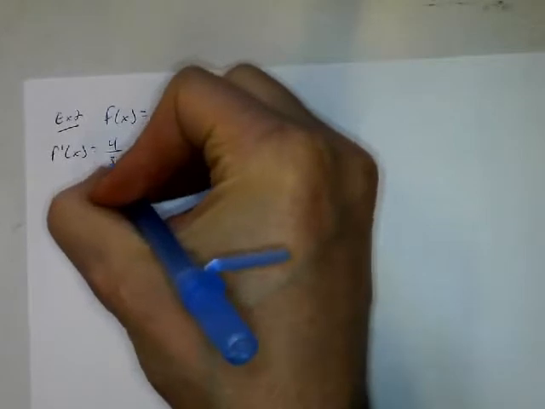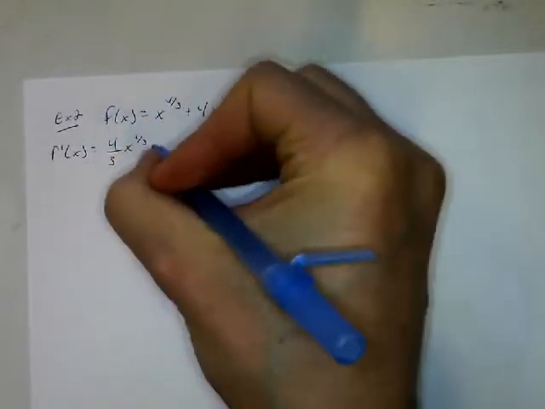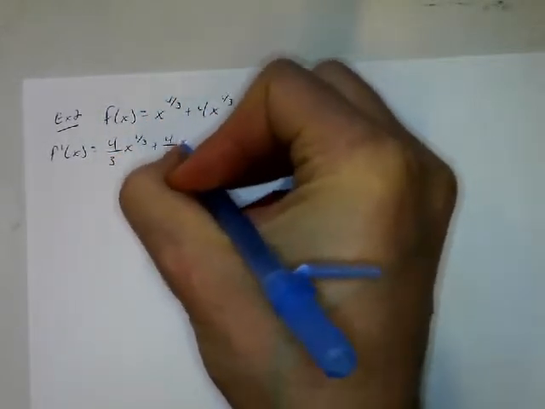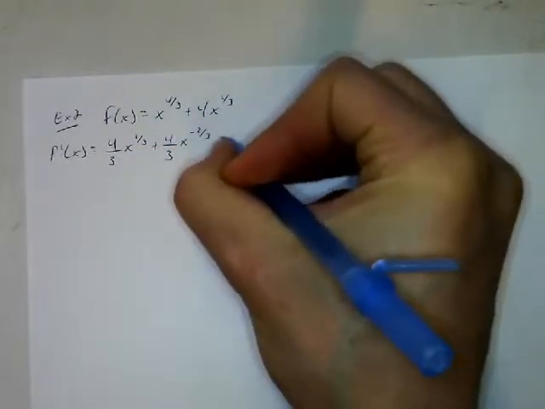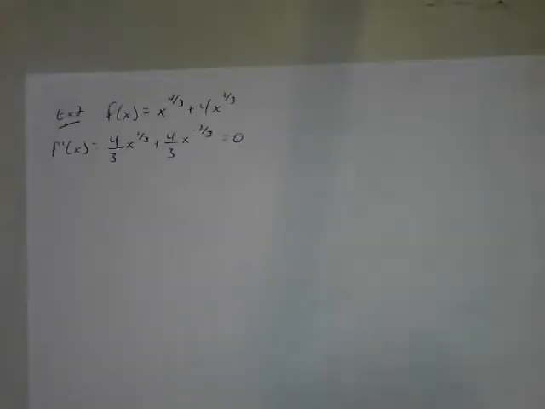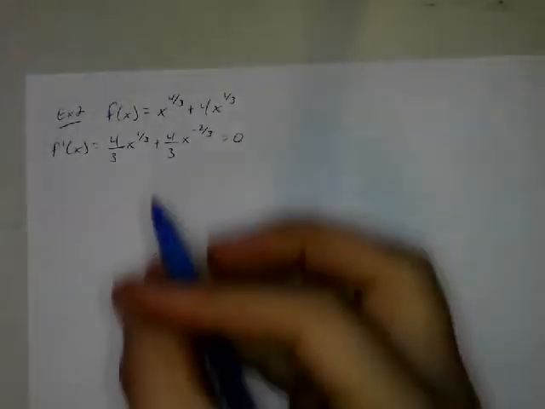Our first derivative is 4/3 x to the 1/3 plus 4/3 x to negative 2/3. Let's set this equal to 0 and see when it's undefined. I did these problems last year for this exact reason.